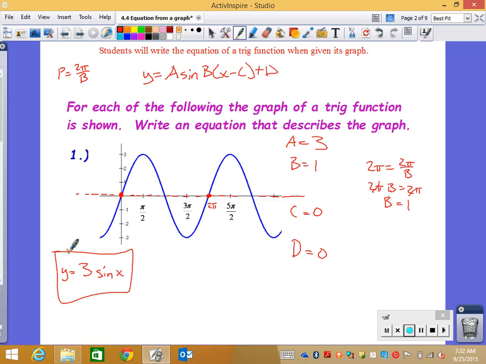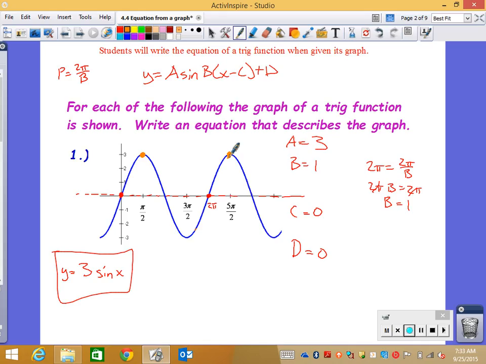This is an equation for this graph. However, what if I wanted to start here at the peak? So we follow the peak till we hit a repeat. Okay, so that's one period of what? Well, that's one period of cosine. So we could potentially write this as a cosine function as well.